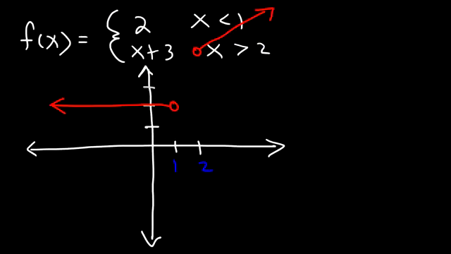So this has a y value of 5. We don't have any closed circles in this example because there's no underline with the inequality. It's just x is less than 1 or greater than 2.